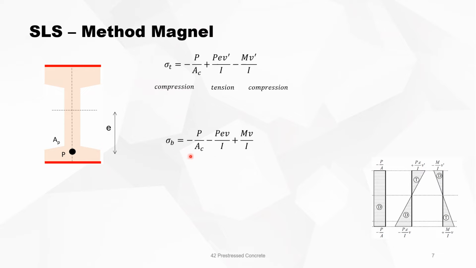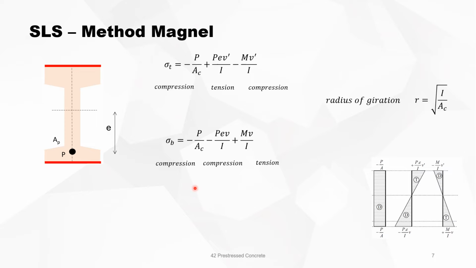On the bottom, we can say the same. Remember, we said we will have no external normal force. If this is not the case, then we should add here N divided by Ac, and the same here, N divided by Ac. If the external force is eccentric, then you also have N times e. So here again, we have compression, compression, tension. Compression, compression, compression, tension.